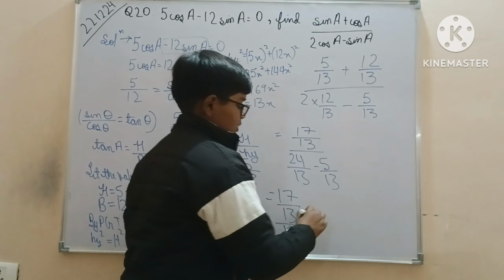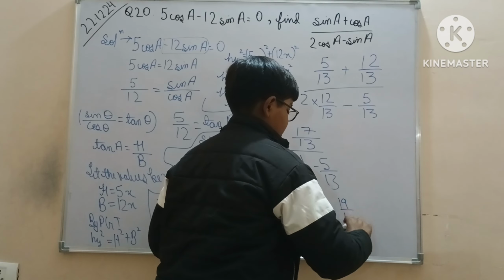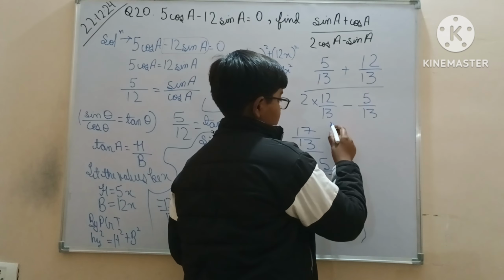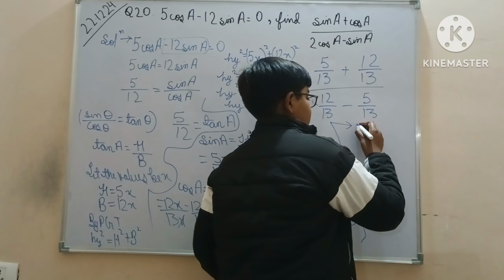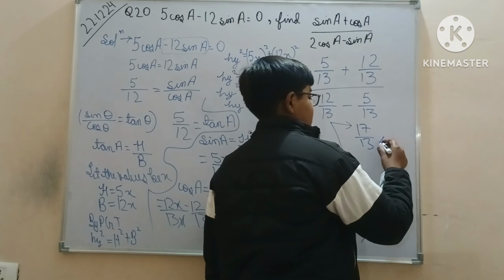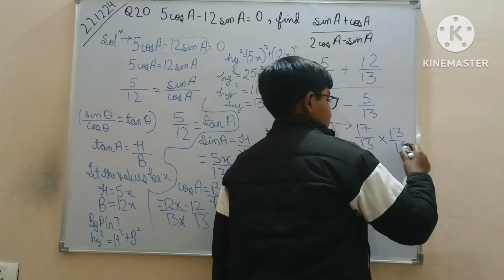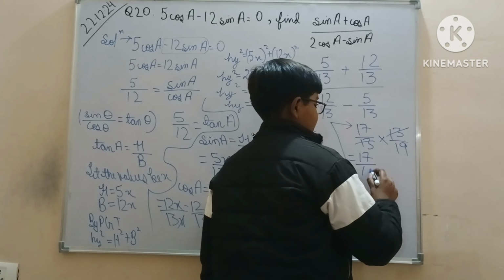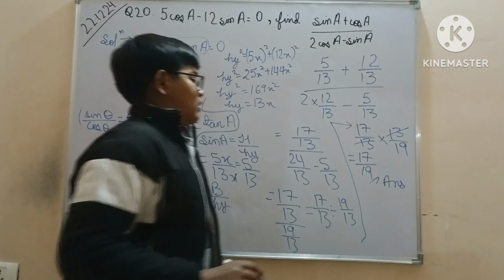Now we can write this as 17 divided by 13 divided by 19 divided by 13. For eliminating the division, we can write it as multiplication and swap the values of this fraction. So it will become 13 divided by 19. 13 will be cancelled by this, and we will get our value as 17 divided by 19. So this is our answer to our question number 20, and this is our last answer.